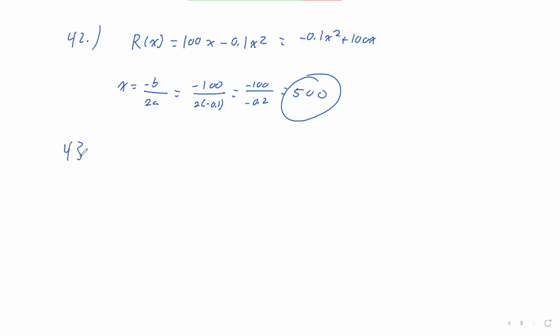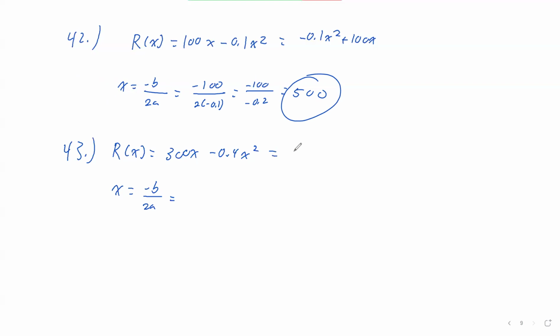Let's do another one. Let's look at 43. This one says the total revenue of Trans Machinery Rental is given by the function R of X equal to 300X minus 0.4X squared. Where X is the number of units rented, what number of units rented produces the maximum revenue? So again, looking for the X, so negative B divided by 2A.